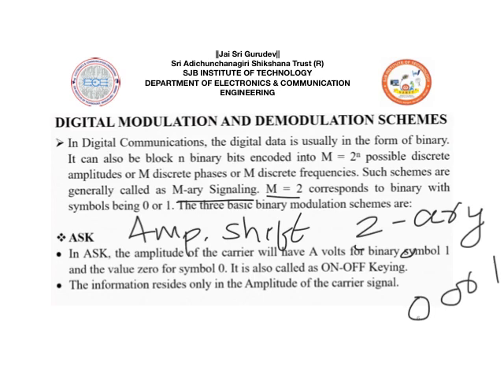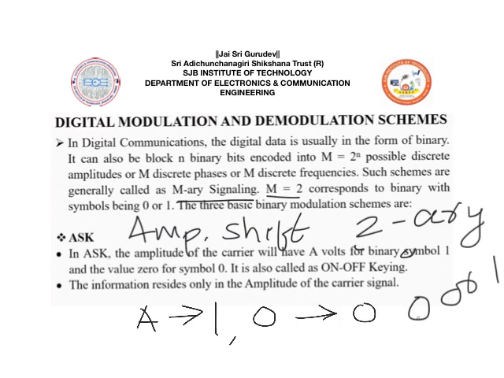Now, in amplitude shift keying, the amplitude of the carrier will have A volts for binary symbol 1 and value 0 for symbol 0. It means in ASK we are altering the amplitude of the carrier. The amplitude of the carrier will be A for binary symbol 1 and 0 for binary symbol 0.